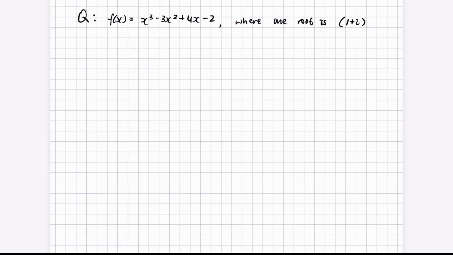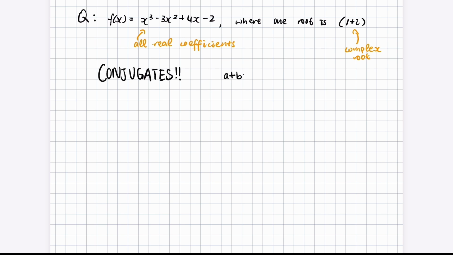Now let's look at this problem. In a polynomial with complex roots but all real coefficients, how would the complex root multiply out into the real coefficients? In other words, what would you multiply a complex number by to get a purely real number? The answer is conjugates. If a complex number is in the form a plus bi, then its conjugate can be expressed as a minus bi.